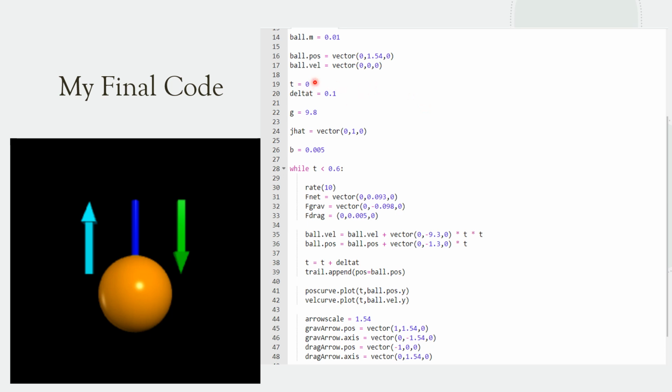The starting conditions are here. I dropped it from 1.5 meters up. F net, as I said earlier, is 0.093 newtons. And then here I derived these from the velocity update equation and the position update equation. So that's how I got the ball velocity and ball position. And yeah, that's about it.